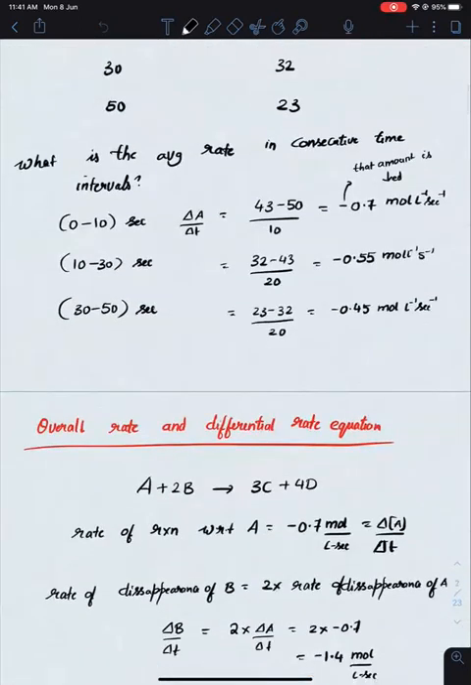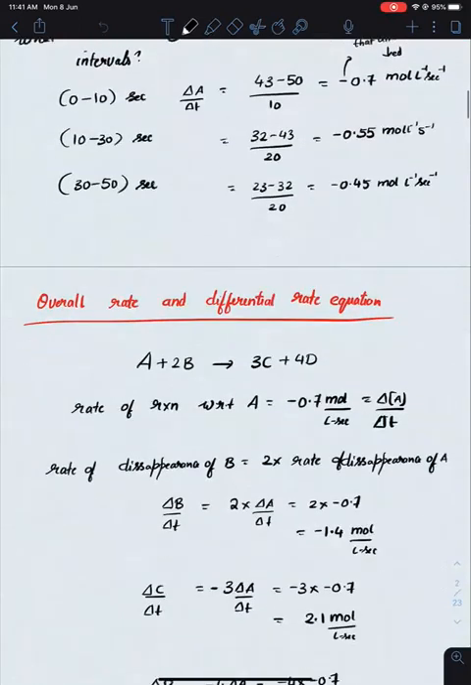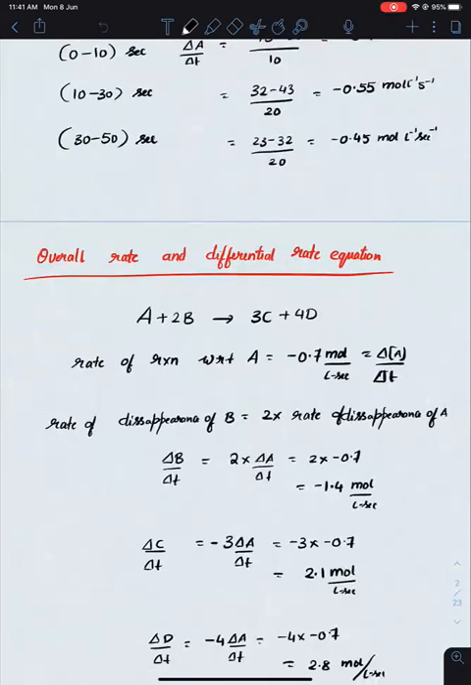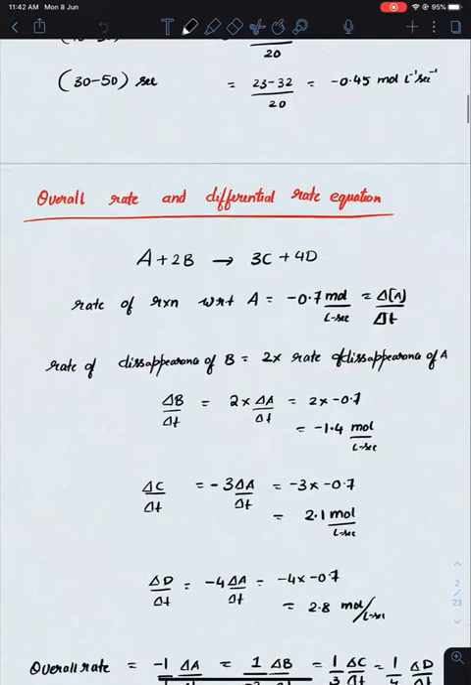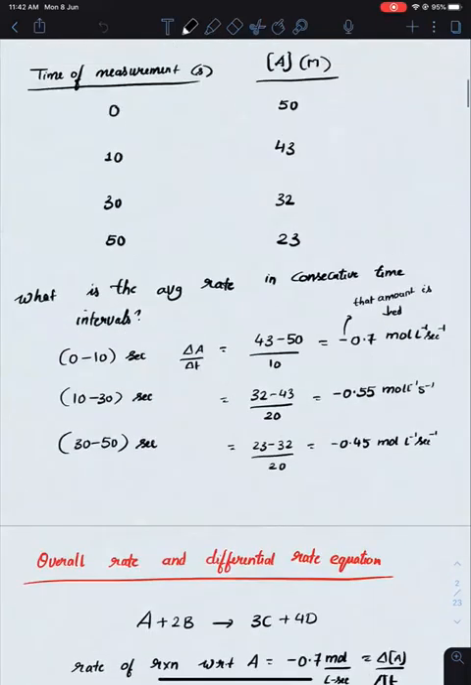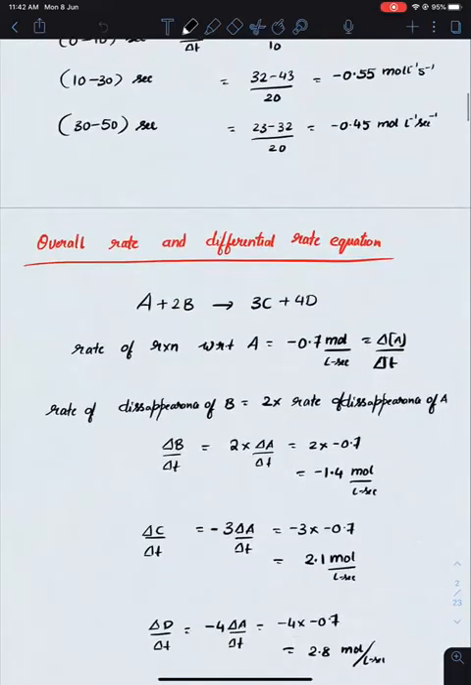And if we have any general reaction, suppose इस particular case में A plus 2B gives rise to 3C plus 4D. If different people are determining rate with respect to different reactants or products present in the system, the rate with respect to different substances will be different. Suppose in this particular case, the rate with respect to A, according to this particular given data, is 0.7 mole per liter second. As it is reactant, it is being consumed, so it is negative A, minus 0.7 mole per liter second.